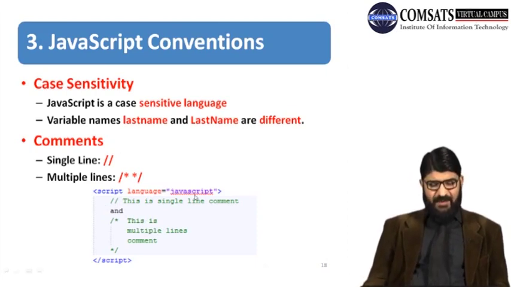The scripting language is JavaScript. For the single line comment, just two slashes are mentioned, and for the multiple line comment we have seen that a slash with a star, then all the lines of code that we want to comment, and in the end again a star with a slash is mentioned.